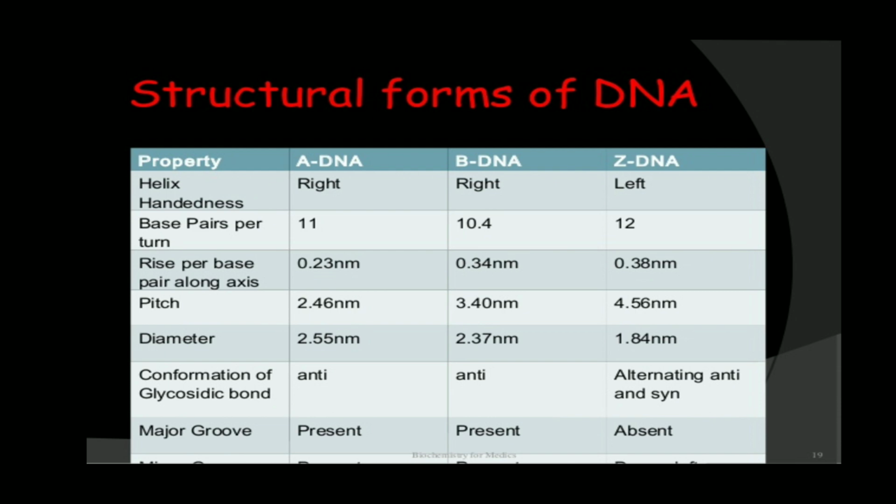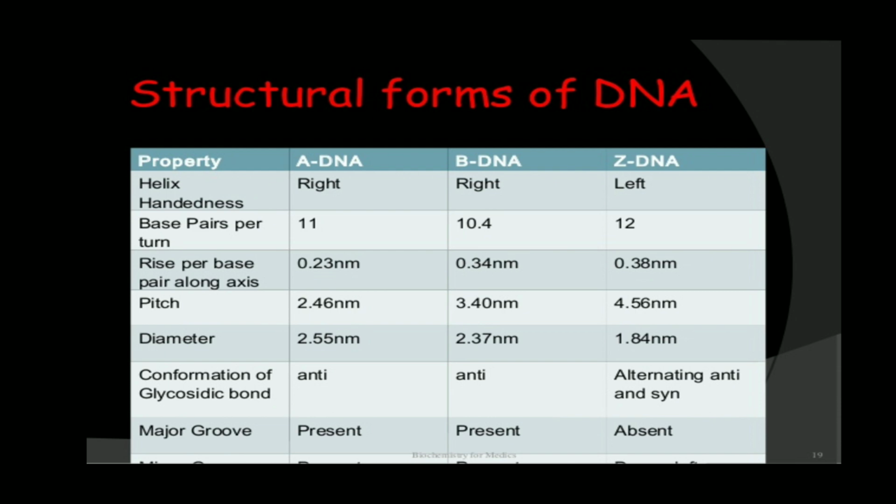The pitch found in A DNA is about 2.46, in B 3.40 nanometer, and in Z 4.56 nanometer. The diameter of A DNA is about 2.55 nanometer, B form is 2.37, and Z form is 1.84. This means the Z form of DNA is narrow and elongated compared to B and A. So A is broader compared to these two.